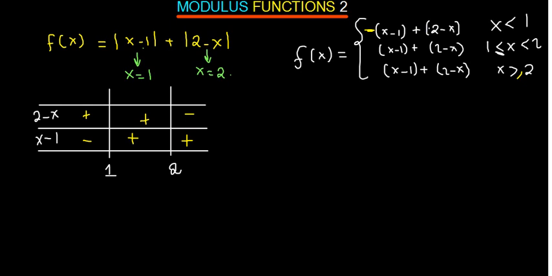And then between 1 and 2, you've seen that both are positive, meaning that I was supposed to put a positive here and also a positive here. But positives don't change anything. And then for values of x greater than 2, the 2 minus x is what? Negative. So I'm supposed to attach a negative in front here.